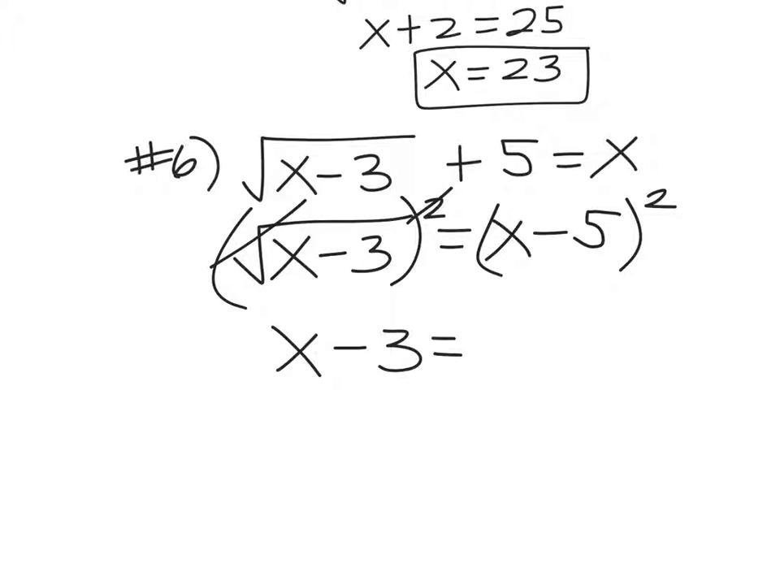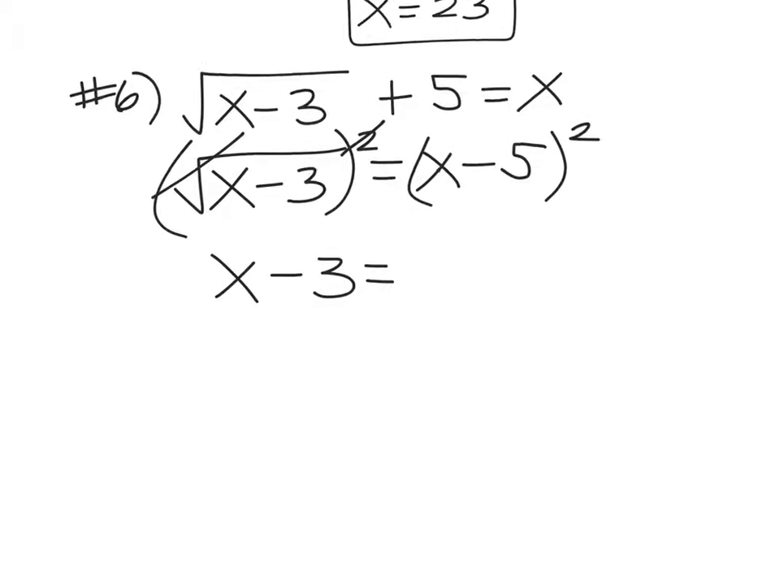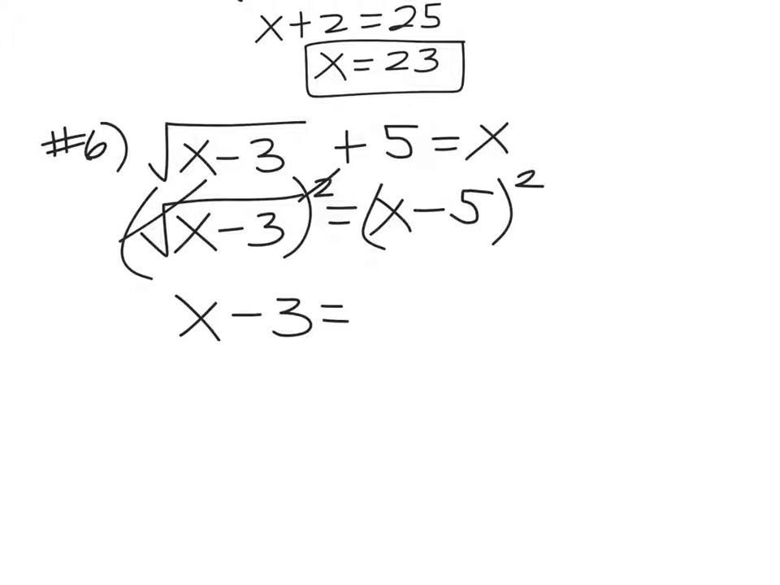We're going to FOIL this out. This x minus 5. I know. You want to write x squared plus 25. That's really wrong. Yes. X squared minus 10x plus 25.